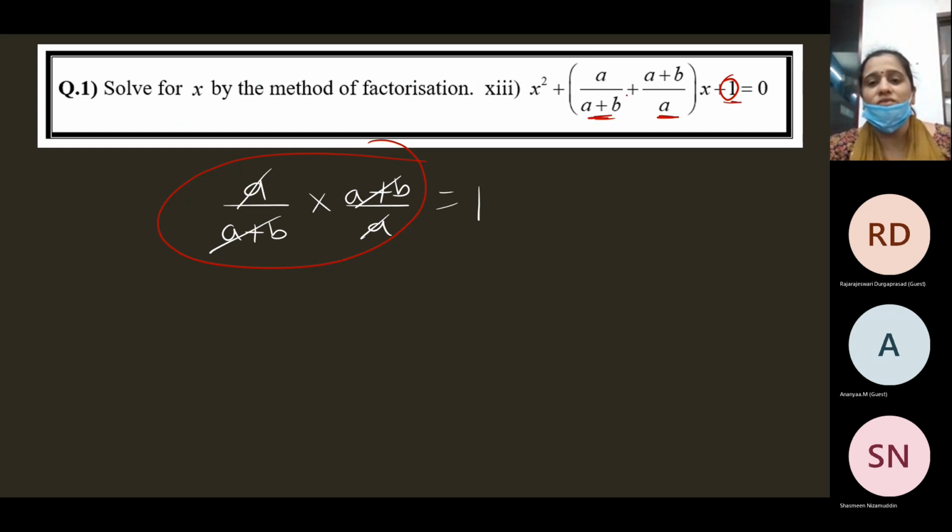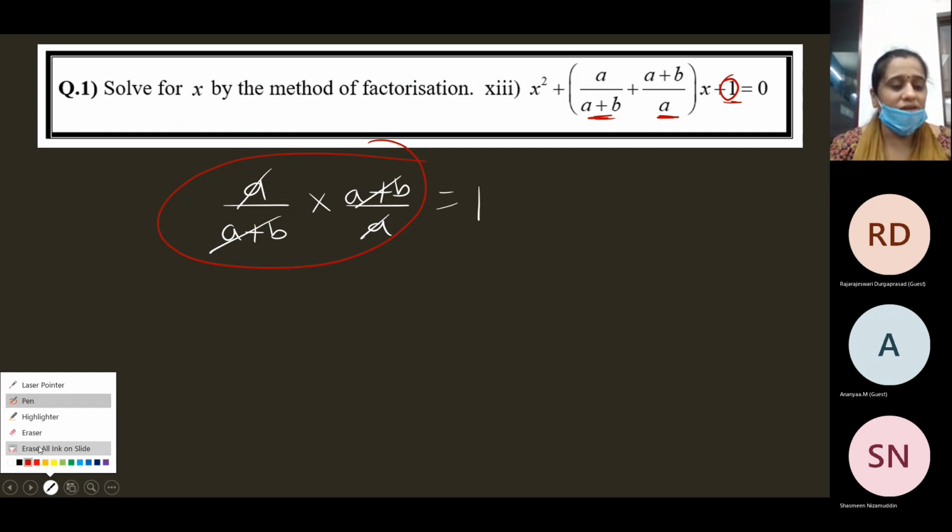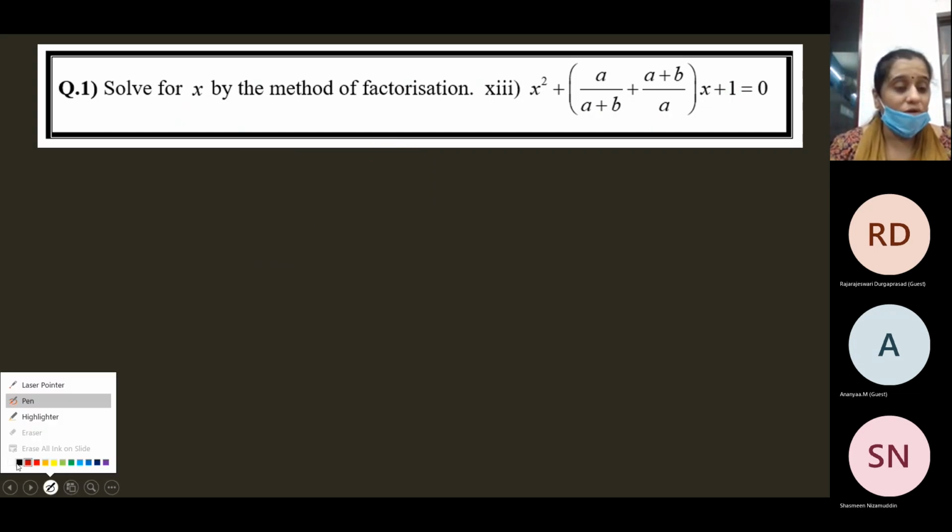You'll have to replace one with a by a plus b into a plus b by a, not plus. A by a plus b into a plus b by a. So nothing but one, right? When you simplify, when you cancel, you get one. So replace one with that. All right, then group the first two terms and the last two terms. Let me help you all to get started.